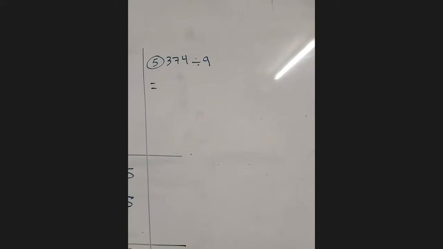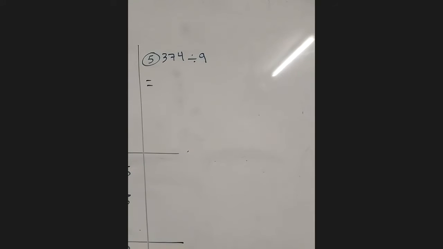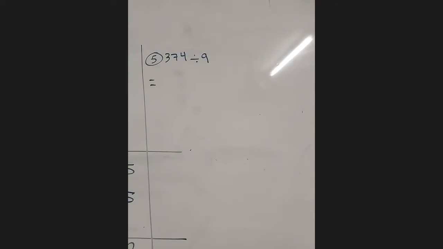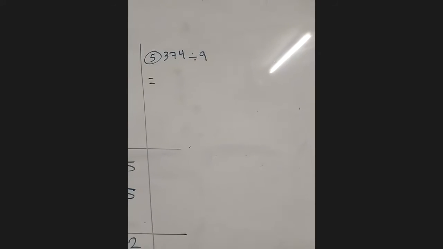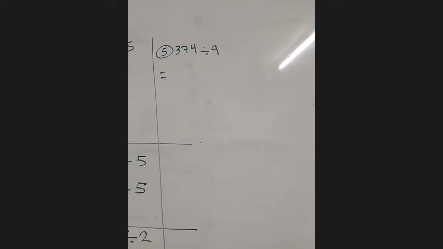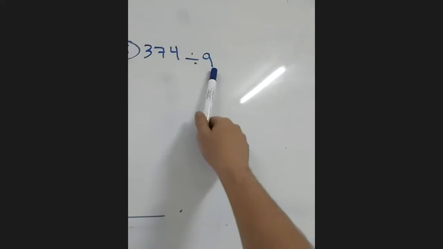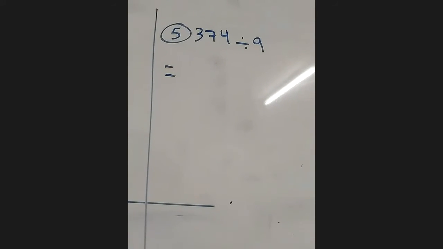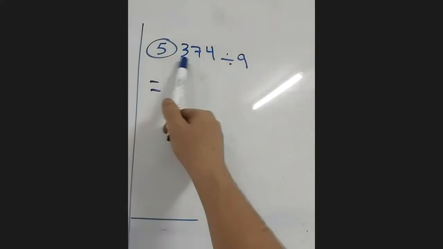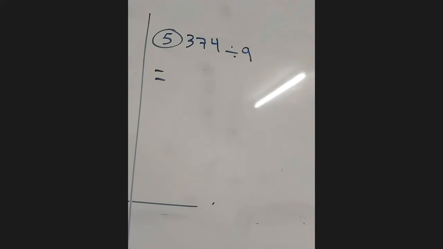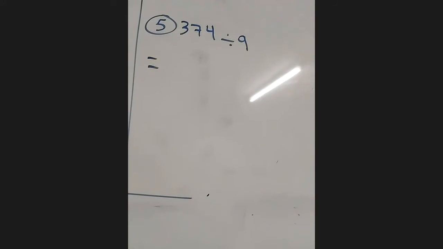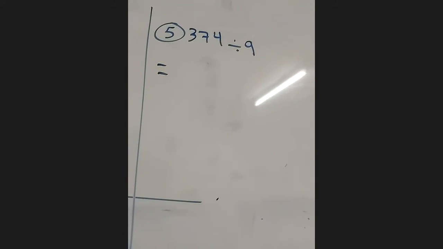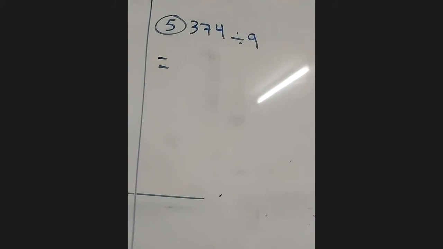We make 374 divided by 8 divided by 9. Divided by 9. Can the 3 divide on 9 or 37 divide on 9? 37 divide on 9. Can 37 divide on 9? Yes. How much is 37 divided by 9? Do we have 37 in the timetable of 9? No, we don't have it. So what will we do?